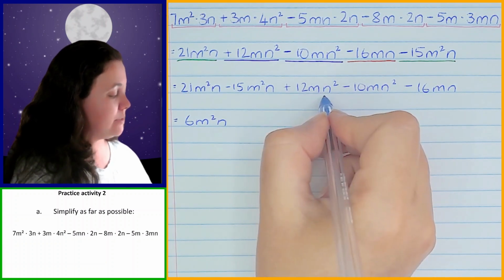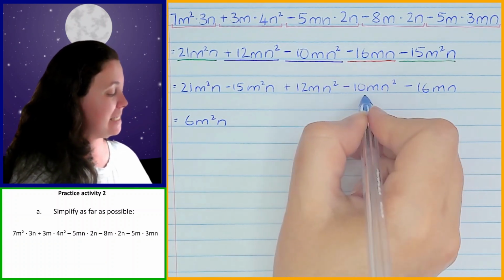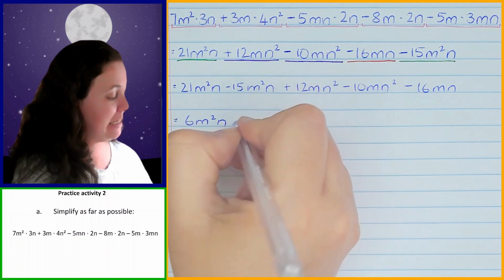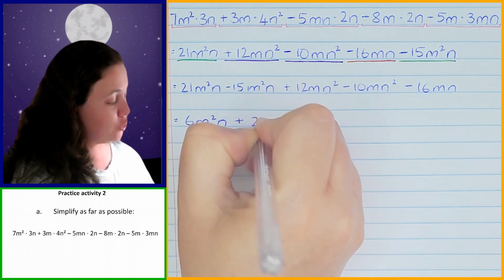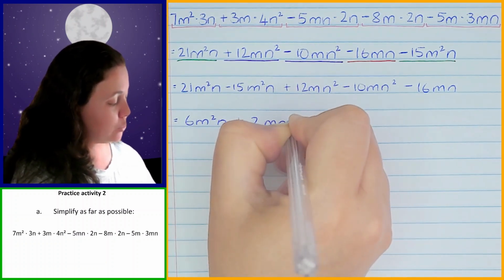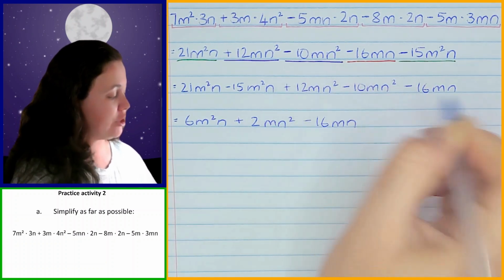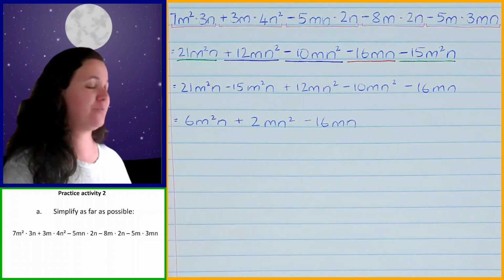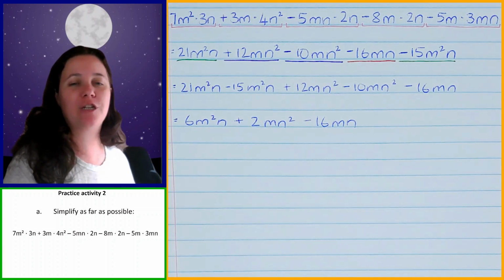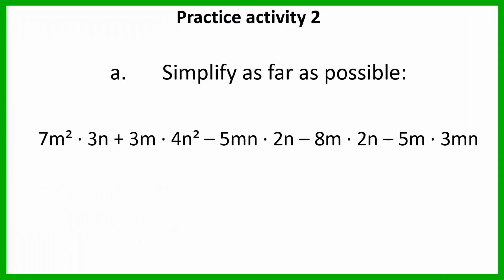Then the 12mn squared minus 10mn squared, I've got 12 minus 10 is 2. So that's plus 2, and the mn squared doesn't change. And then I've got my minus 16mn, which is on its own and is not going to change. Okay, so that you should have got for that question. Right, now let's go on to the next question.